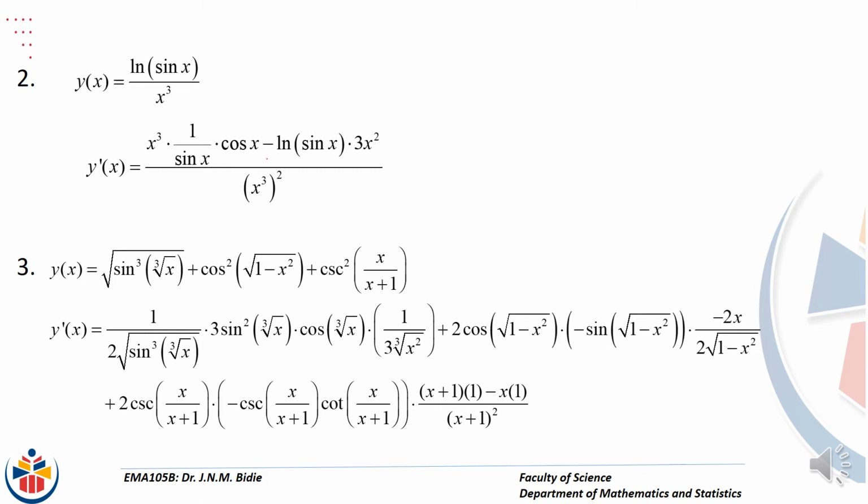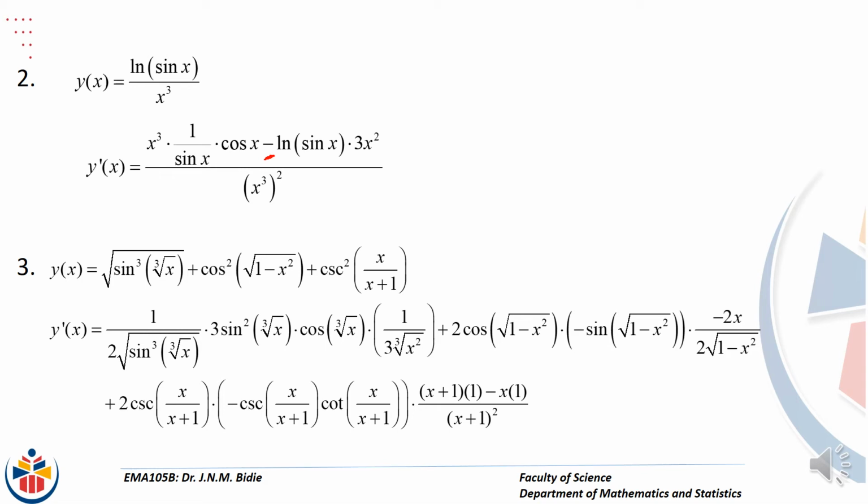Remember that we always subtract. You differentiate the numerator first, minus the derivative of the denominator. When you are going to differentiate the denominator, there must be that minus sign. All of this is divided by the denominator squared. If you are asked to simplify, then cos over sine, you'd be able to say it's cot x.